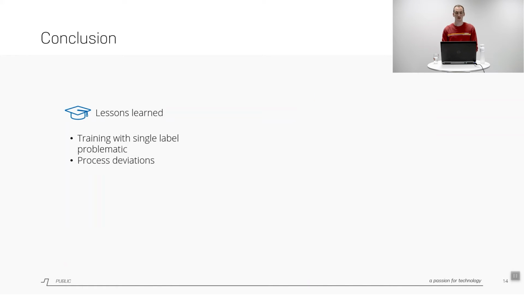To conclude, we can state some lessons learned: the training with the single label was quite problematic. We actually trained the models with false information because we used one single label for all individual workstations. And also the process deviations introduced quite some problems for the model because the dataset was not steady state.